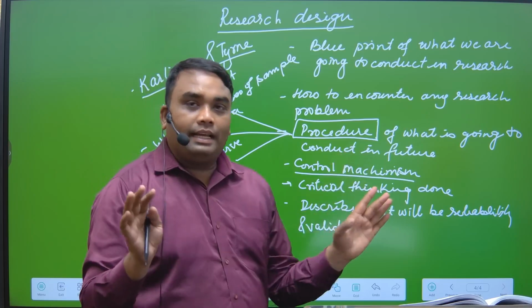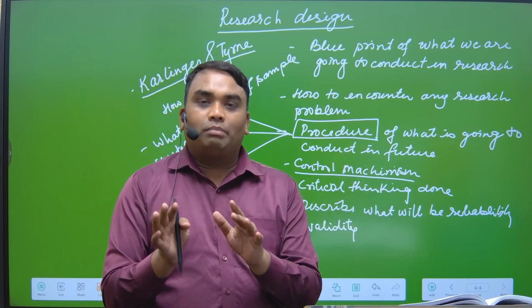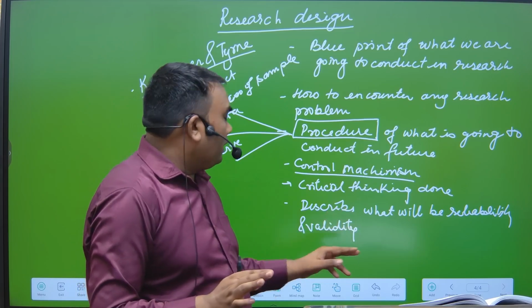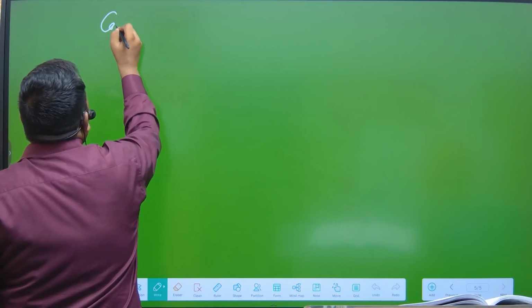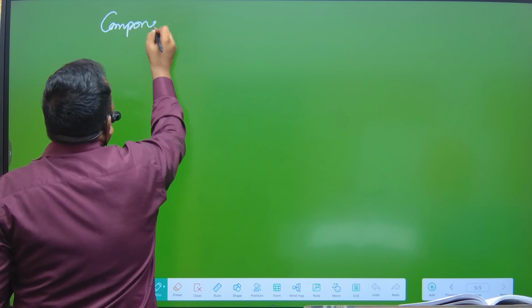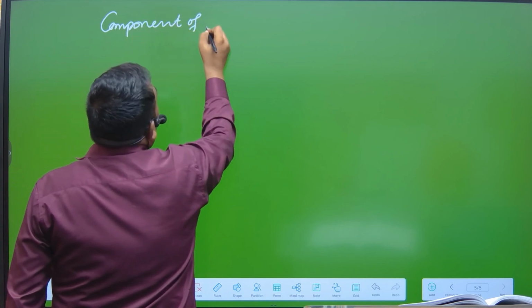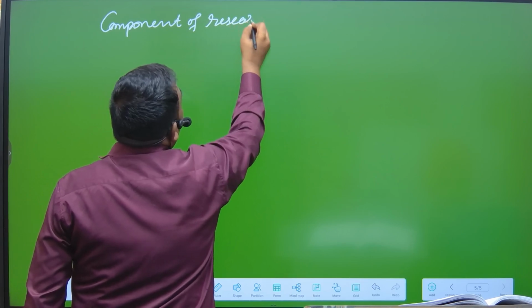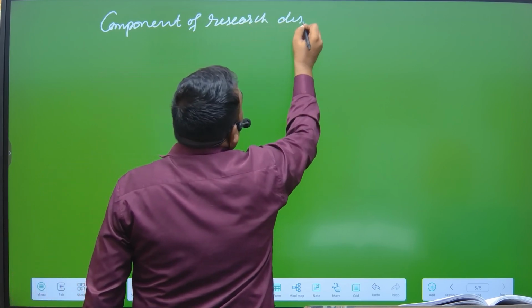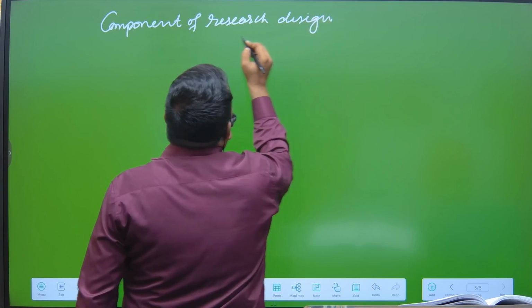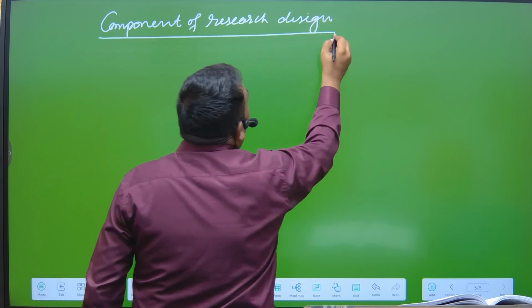So research design, I hope you are clear with the meaning. Right now, the second very important part of this topic is components of research design. So the second heading is components of research design. So what are the components of research design?